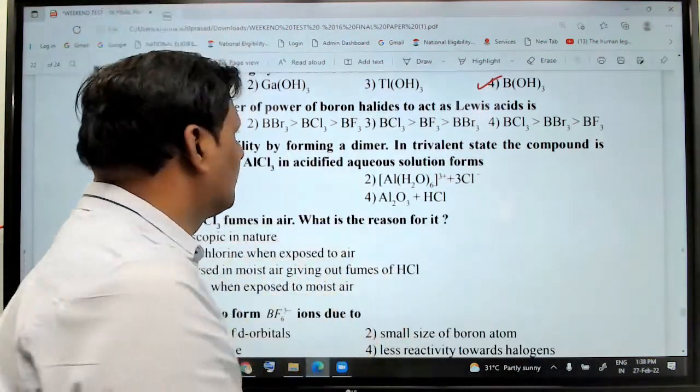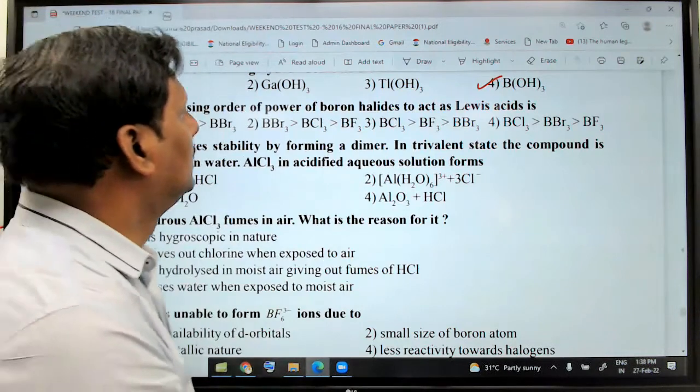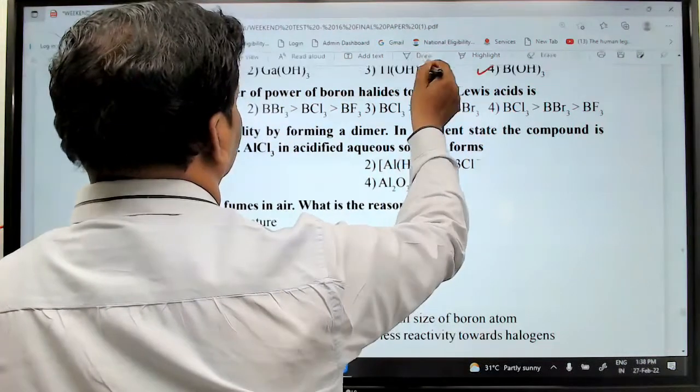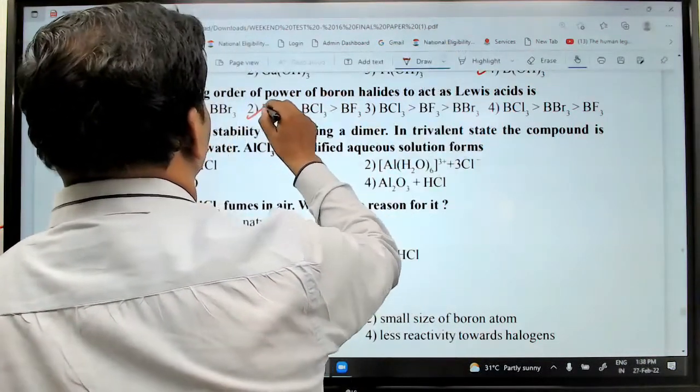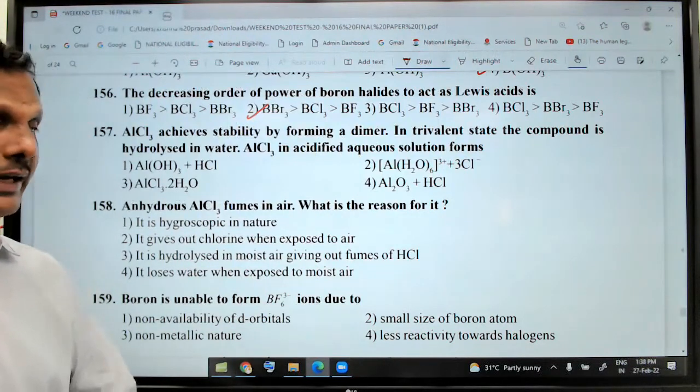The decreasing order of power of boron halides to act as a Lewis acid. For your information, due to back bonding, BF3 has less Lewis acidic character. But Lewis acidic character increases from top to bottom. That means BBr3, then BCl3. Why does BF3 have less tendency? Because of back bonding.